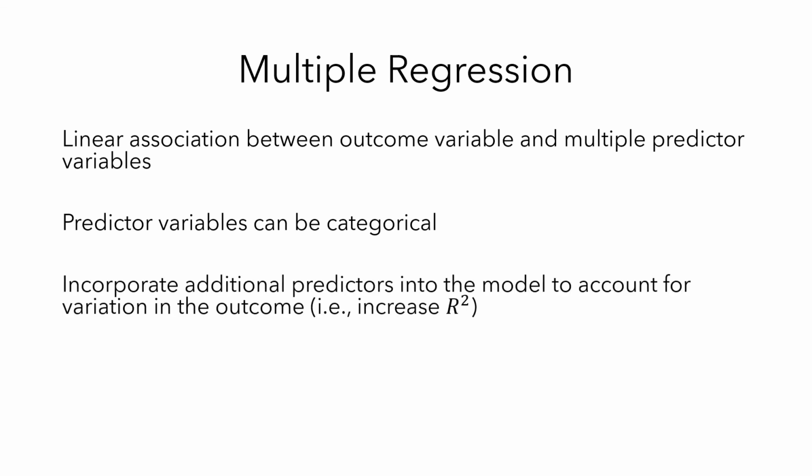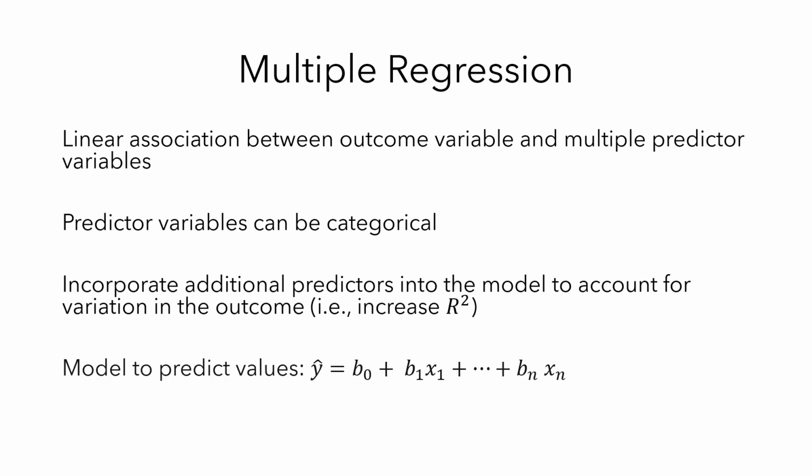Our goal was to incorporate additional predictors into the model to account for variation in the outcome variable, that is, to increase R-squared. We constructed a model to do this prediction by using a linear combination of the available predictor variables. And it turns out that we needed to be careful about which predictors we included in this model, and as we built and interpreted the model, we needed to consider the effects of multicollinearity.